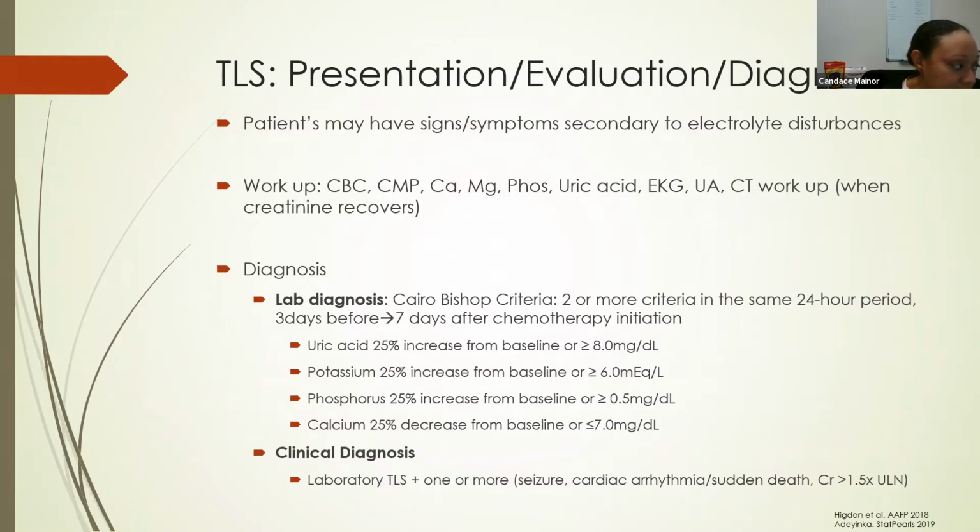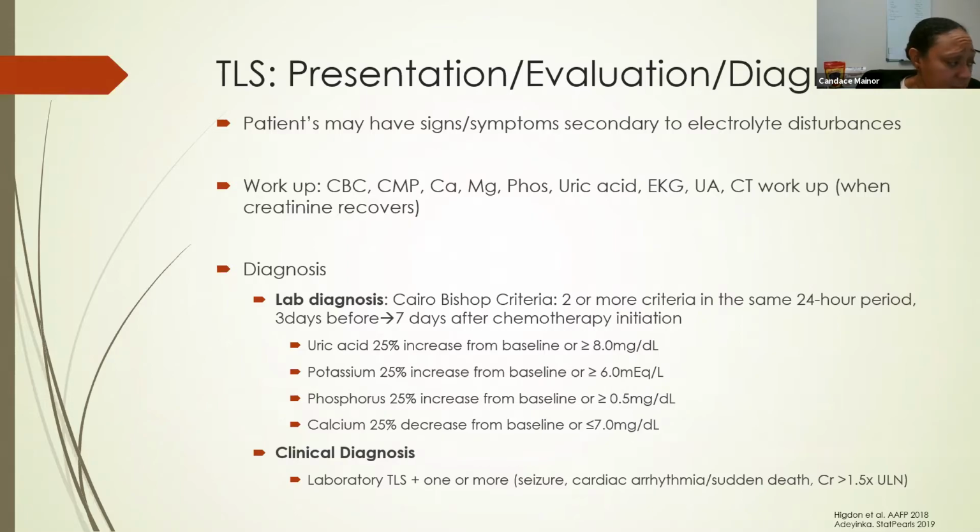For the laboratory diagnosis, we use the Cairo-Bishop criteria, which states you need 2 or more criteria in the same 24-hour period in the correct time interval, 3 days before treatment through 7 days after initiation of chemotherapy. It involves having a uric acid that is 25% increase from baseline or greater than 8, a potassium, which is 25% increase from baseline or greater than 6, a phosphorus, which is 25% increase from baseline or greater than 0.5, and a calcium, 25% increase from baseline or less than 7.